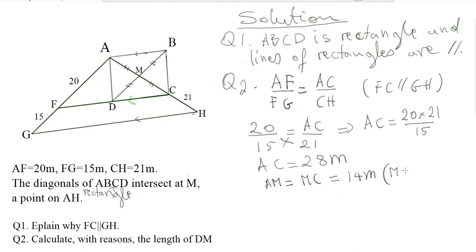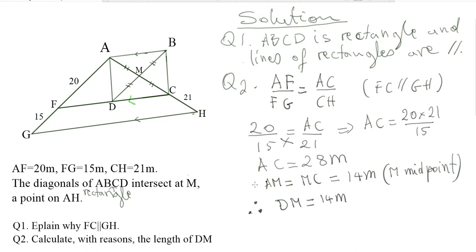M is the midpoint. The reason is because M is a midpoint. So this is equal. Therefore, we will find that DM is equal to 14 meters. Done. Because all of them are equal.